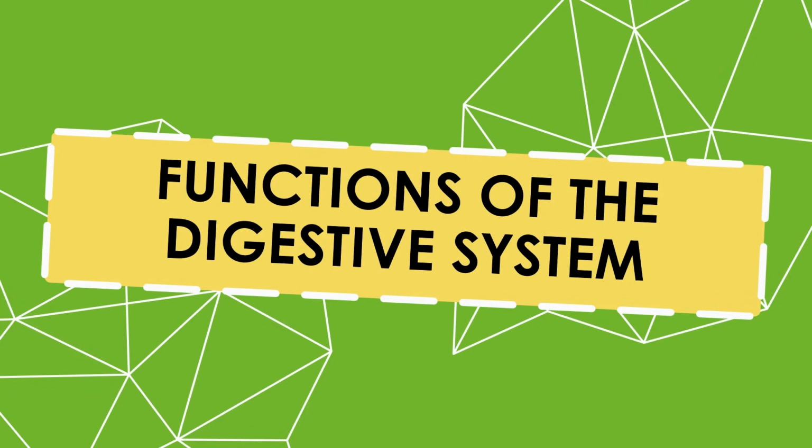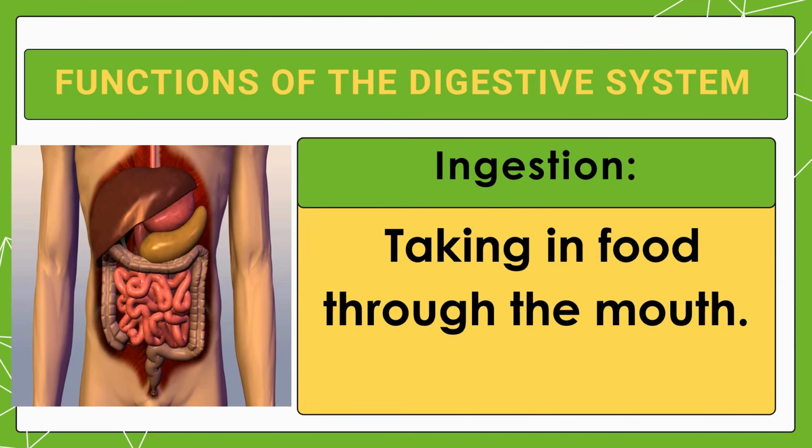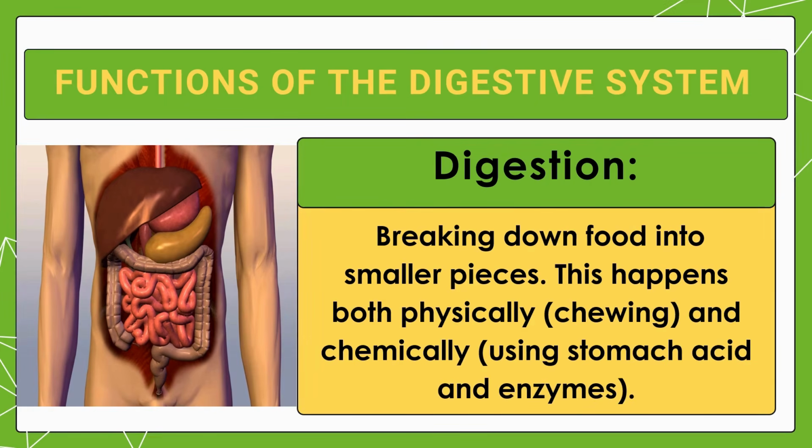Let us now go through the functions of the digestive system. First is ingestion, taking in food through the mouth. Second is digestion, breaking down food into smaller pieces. This happens both physically, or chewing, and chemically, using stomach acid and enzymes.